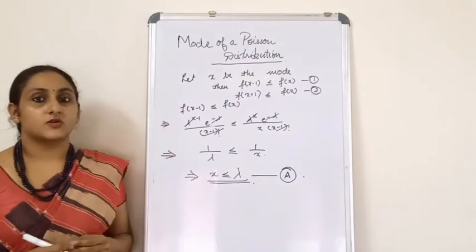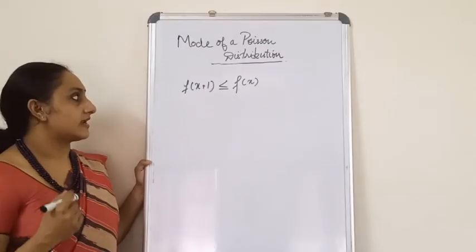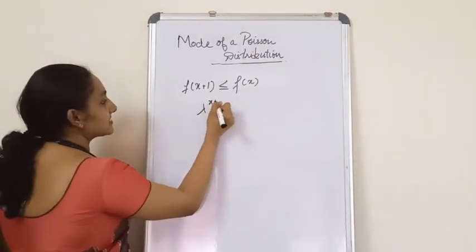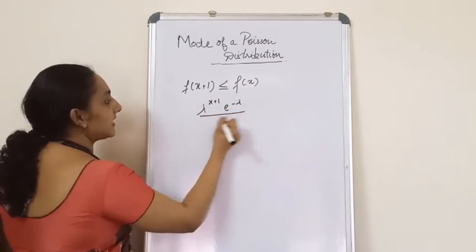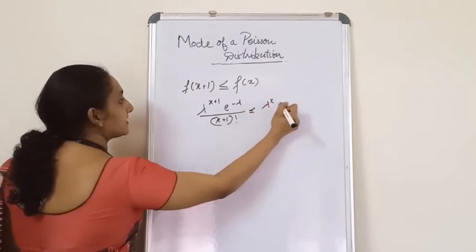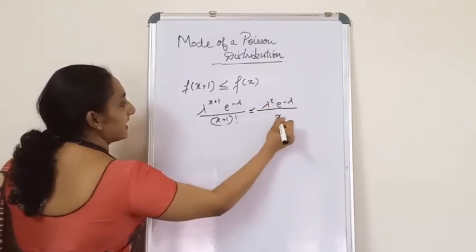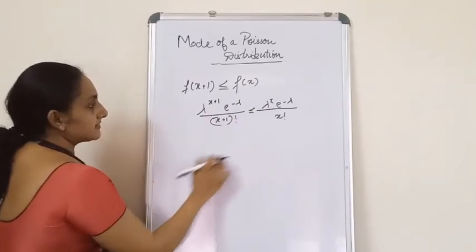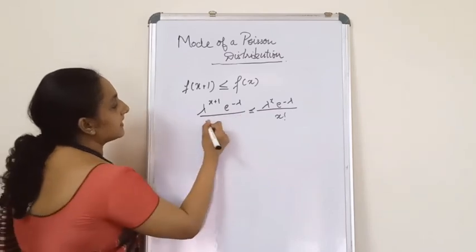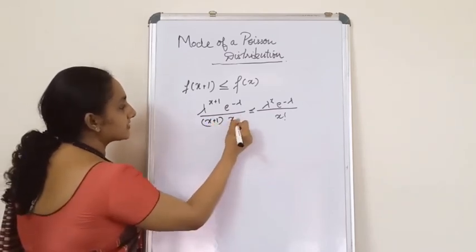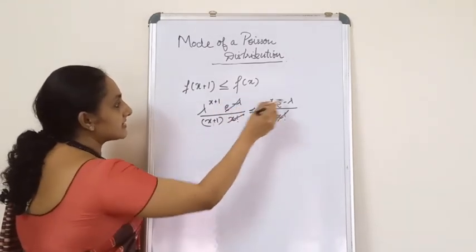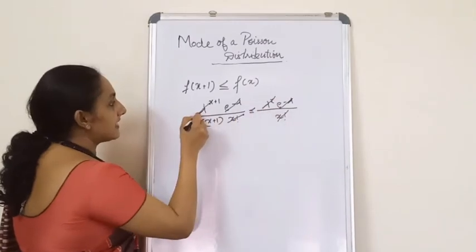Okay, now let's have a look at the second inequality. This is the second inequality, and now let's look at what we will get. Lambda raised to x plus 1 e raised to minus lambda divided by x plus 1 factorial less than or equal to lambda raised to x e raised to minus lambda divided by x factorial. Now instead of this x plus 1 factorial, you can write x plus 1 into x factorial. So again x factorial gets cancelled, this and this get cancelled, lambda x and lambda x get cancelled.